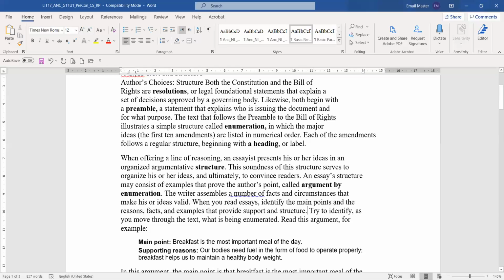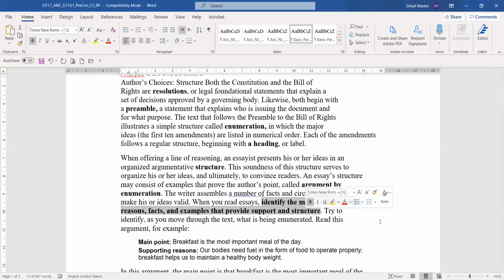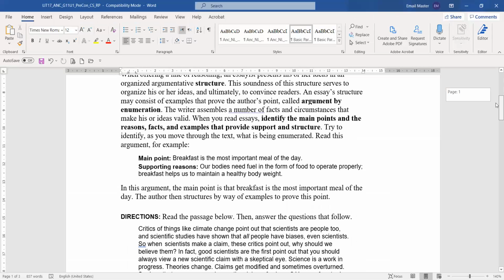If in your essay, when you write persuasive writing, you cannot just say, oh, this is my idea, you have to agree with me. So you have to show the main point and how you support that with logic, reasons, facts, and examples. So let's look at the examples here. Let's say the main point is: breakfast is the most important meal of the day. So your supporting reasons will be: our bodies need fuel in the form of food to operate properly. Breakfast helps us maintain a healthy body weight.